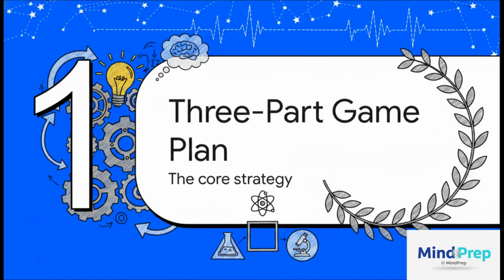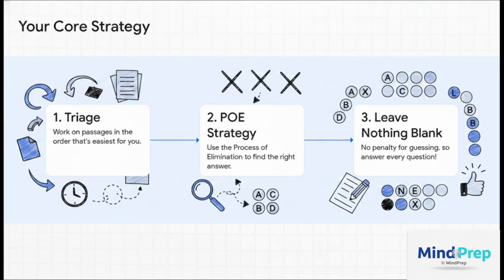This is the heart of your strategy, and we've broken it down into 3 simple parts. You can think of this as your new mantra for the ACT science test. These are the 3 rules that are going to guide every move you make. First up, triage. This just means you tackle the passages in the order that's easiest for you, not the order they give them to you.